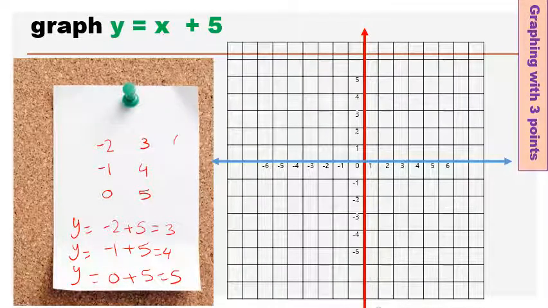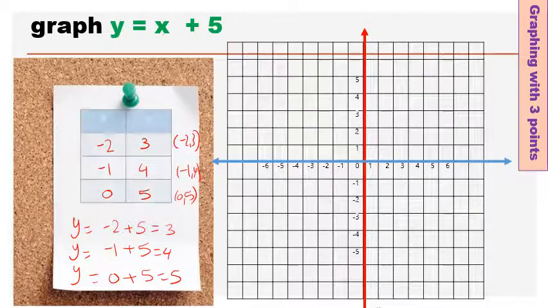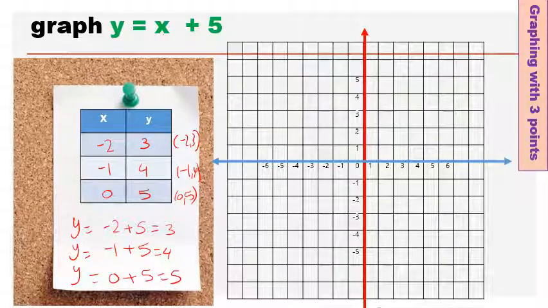And our points are -2 and 3, -1 and 4, 0 and 5. So let's put our points on the coordinate plane and join them together to make our straight line. So these are the 3 points: -2 and 3, -1 and 4, and 0 and 5 for the third point. Join them together to make our straight line.